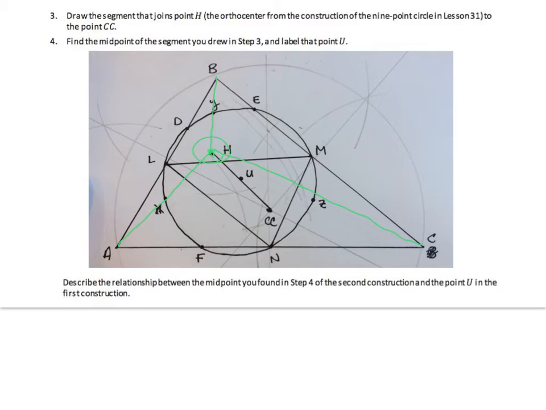So got point H to point CC, and find the midpoint of the segment you drew in step 3 and label it point U. But point U was already there because point U was part of the construction we did of triangle LMN, which is the center of the 9-point circle. It's a lot of drawing on there. Okay, let me spell that out for you. 1 second.